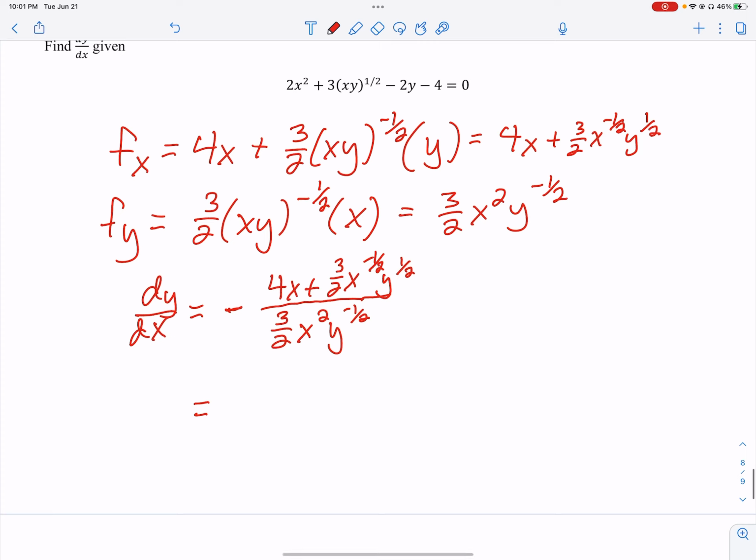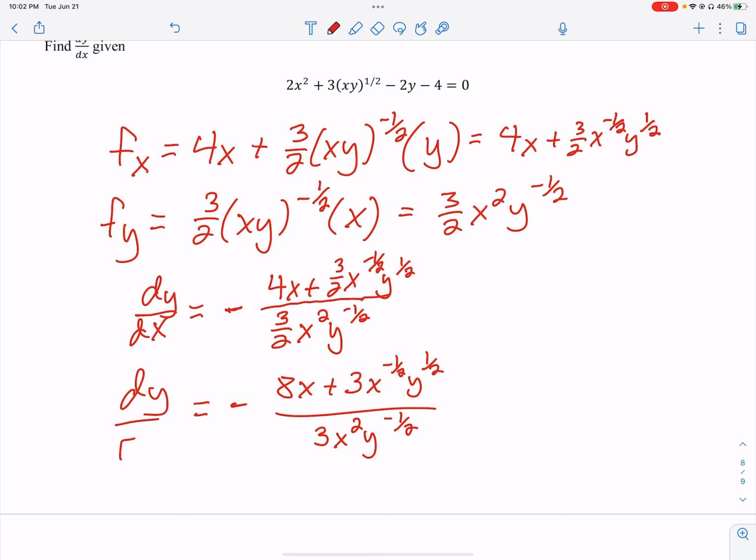Let's clean it up a little bit. So I'm multiplying everything by 2. I get a negative 8x plus 3 times the square root, and that's all jacked up there, but let's leave it the way it is. And then over, I multiply that by 2 as well. I get 3x squared y to the negative 1/2. It looks a little better. But anyways, we have a quick way to find the formula for our derivative given an implicit formula, one that we can't solve for y.